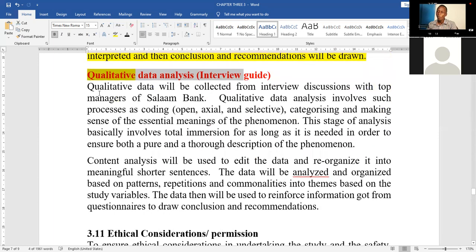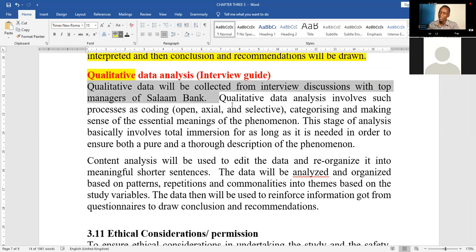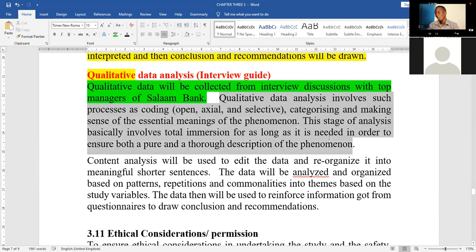Now for qualitative, let us read through. Qualitative data would be collected from interview discussions with the top managers of the bank. And then qualitative data analysis involves processes such as coding (open, axial, and selective), categorizing and making sense of essential meanings of the phenomenon. This stage of analysis basically involves total immersion for as long as it is needed in order to ensure both a pure and thorough description of the phenomenon.